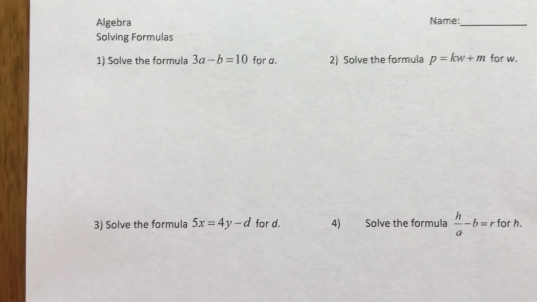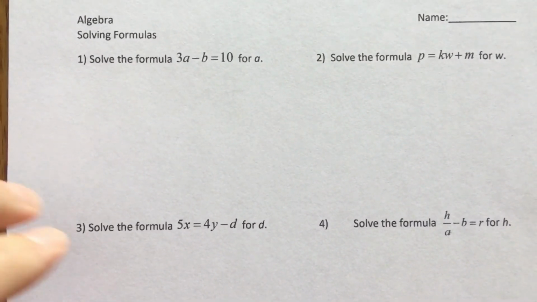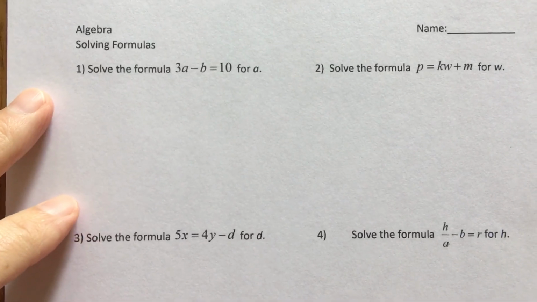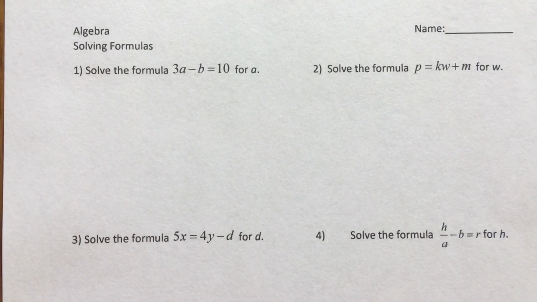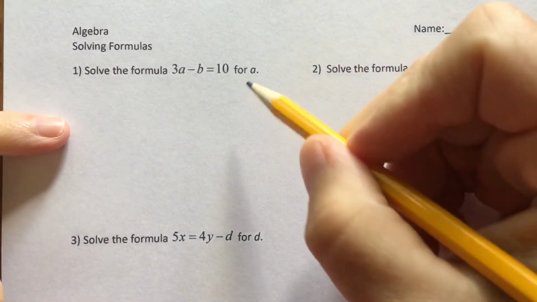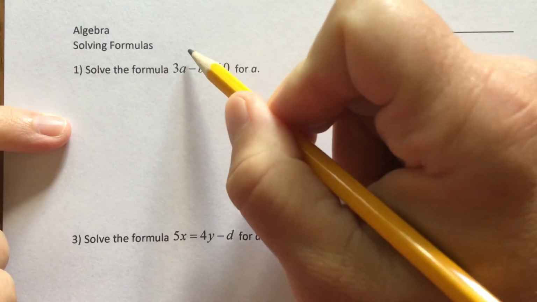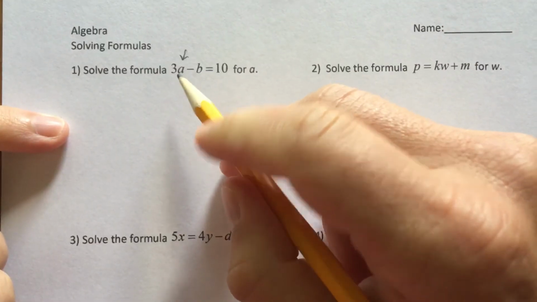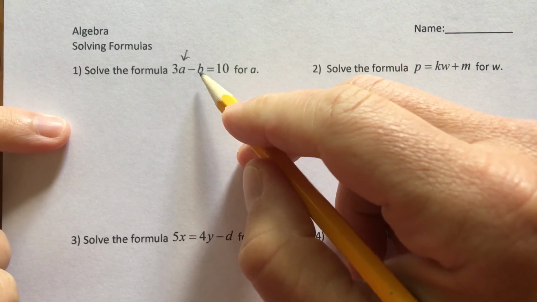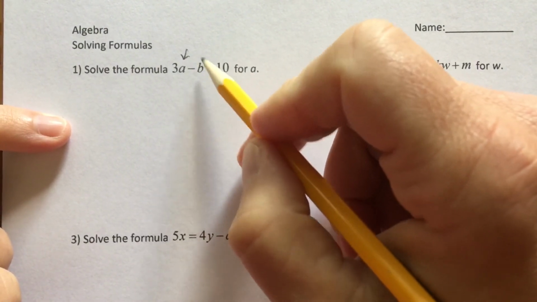All right, these are the answers to the solving formula worksheet. With each one, we're going to follow the same steps to solving equations. It's just we have letters instead of numbers. So when this one says to solve for a, we find the a right here. We need to get rid of the 3, and we need to get rid of the minus b. Minus b is the one that's further away.